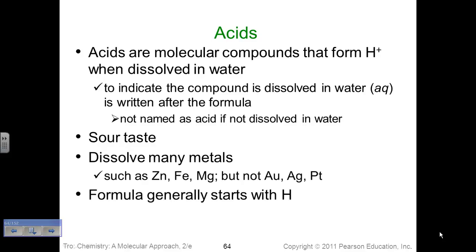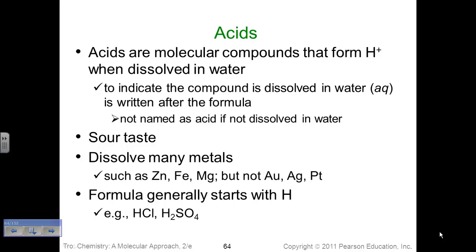They tend to have a sour taste. Think of a lemon or a lime that has citric acid. Even an orange has citric acid. They're very corrosive. They'll dissolve many metals just by coming into contact. Zinc, iron, magnesium are active metals. Not so much the inactive metals like gold, silver, or platinum.